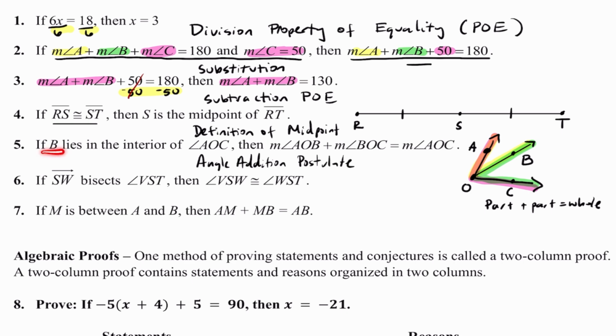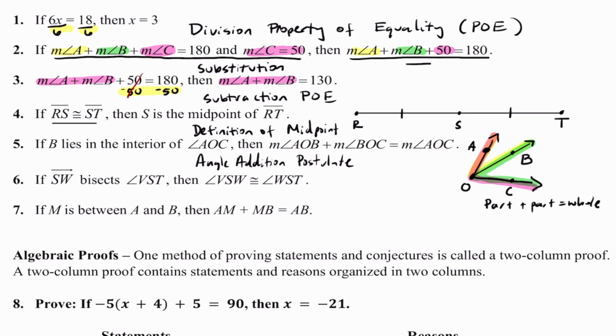So if B lies in the interior of angle AOC, then by the angle addition postulate, measure angle AOB plus measure angle BOC equals measure angle AOC. And that's what I mean by going from here to there. Just like number 4, if segment RS is congruent to segment ST, then by the definition of midpoint, S is the midpoint of segment RT. If measure angle A plus measure angle B plus 50 equals 180, then by the subtraction property of equality, measure angle A plus measure angle B equals 130.